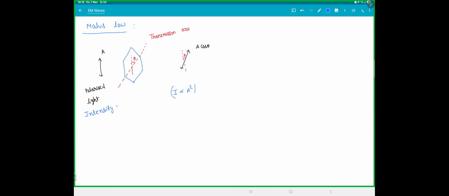This is what actually happens when you wear sunglasses. When you wear sunglasses, the intensity of the light becomes cos squared theta. So the images actually become a little dull. You will still be able to see through. The light is still coming through, but a component of it is gone. And what is theta? Theta is the angle between the transmission axis and the electric field. Clear with this?